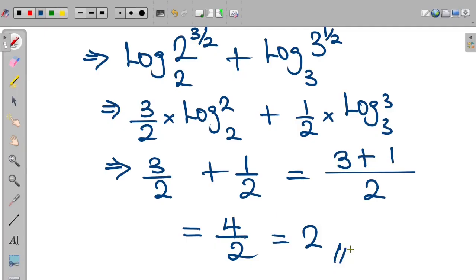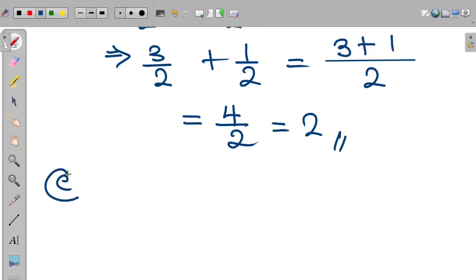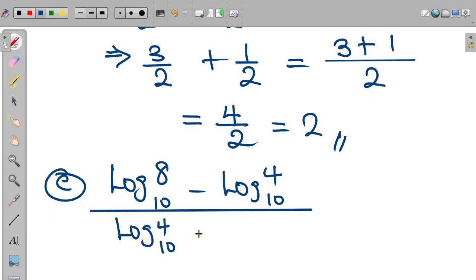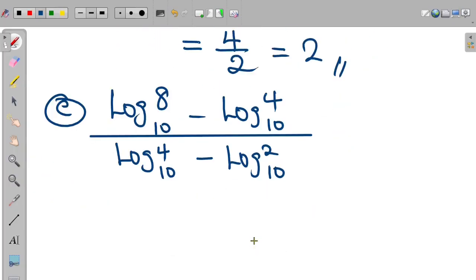Now, lastly, let us provide the solution to question E. So for question E, we have that log 8 to base 10 minus log 4 to base 10 divided by log 4 to base 10 minus log 2 to base 10. So this is very simple, and you can pause the video to try this question. So let's provide solution to it.